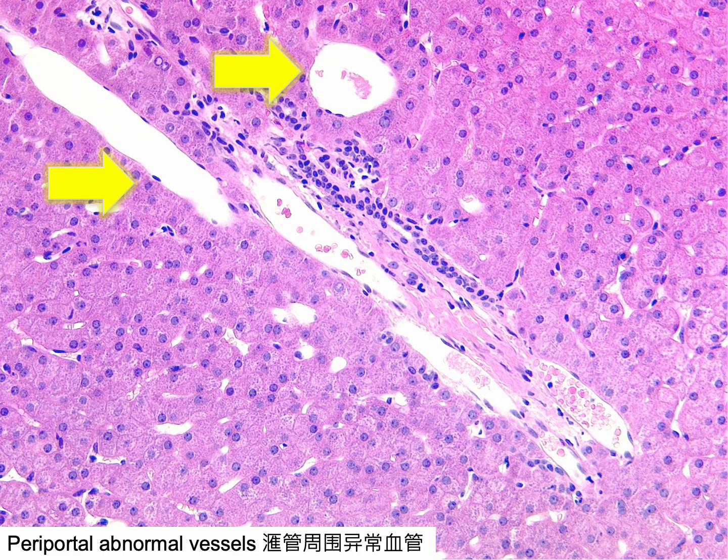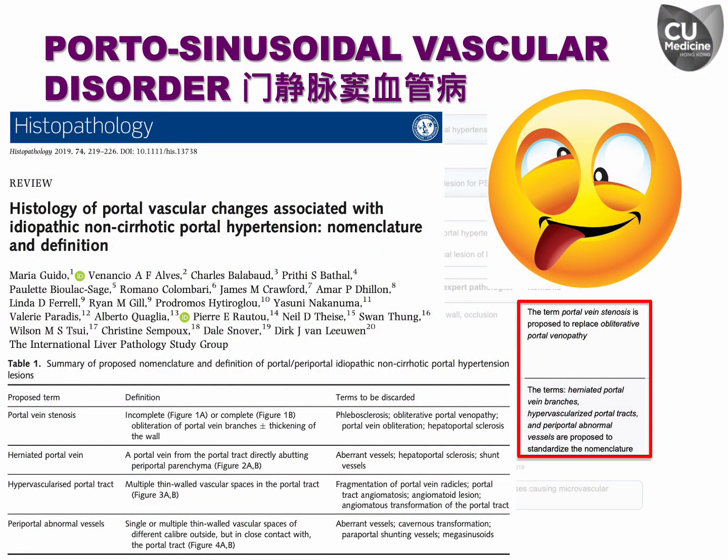Periportal abnormal vessels are single or multiple thin-walled vascular spaces of different calibers located outside but adjacent to the portal tract. These vessels are also called aberrant vessels, cavernous transformation, paraportal shunting vessels, or megasinusoids. Don't worry if you're feeling confused about portal sinusoidal vascular disorder and its pathological changes. It is a rare condition that requires you to seek help from a liver pathologist to solve such a challenging case.